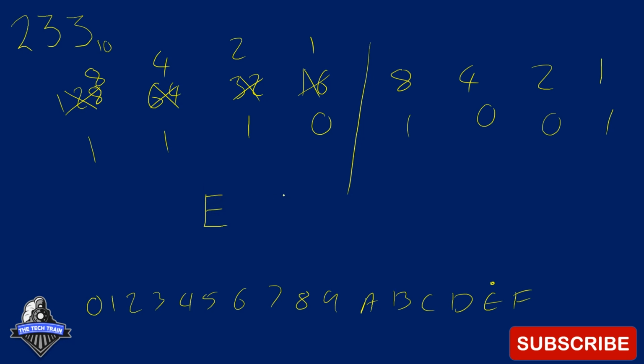And let's have a look at the right-hand side. So we have a 1 under the 8. We have a 1 under the 1. So 8 and 1 makes 9. Nice and simple. So the answer then, 233 in base 10, is E9 in base 16.